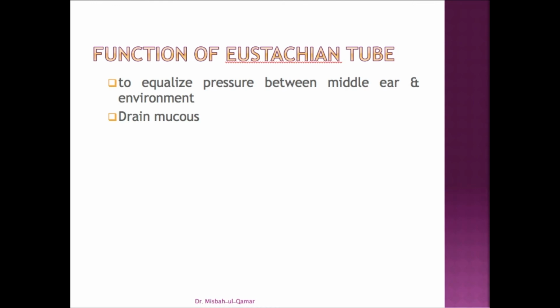What is the function of the eustachian tube? So it performs mainly two functions. It acts to equalize the pressure between the middle ear and the environment, and also drains mucus.